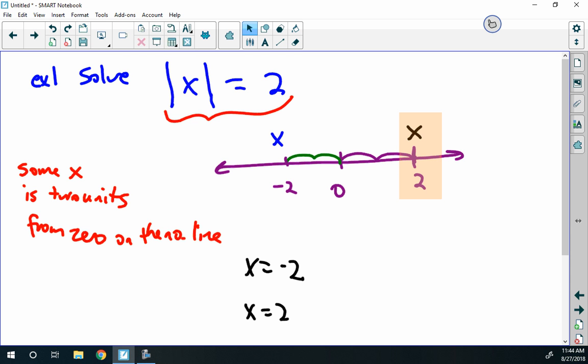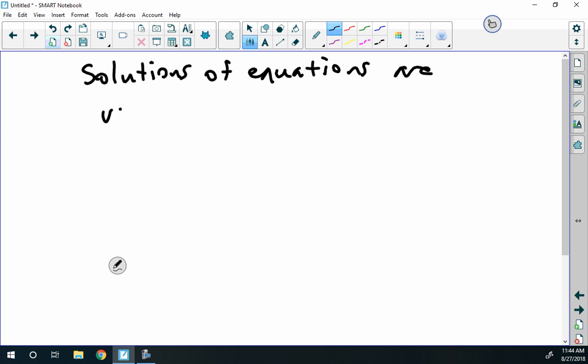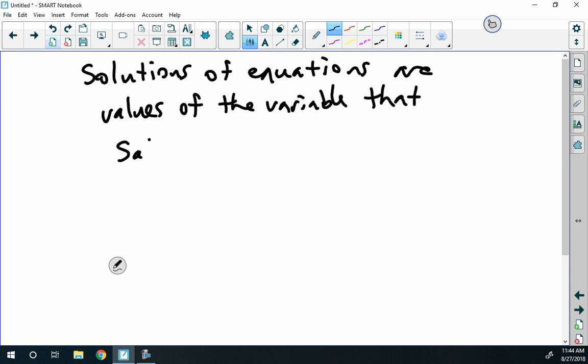So the solution, if you don't know what a solution of an equation is, you might want to write this down. Solutions of equations are values of the variable that satisfy the equation.